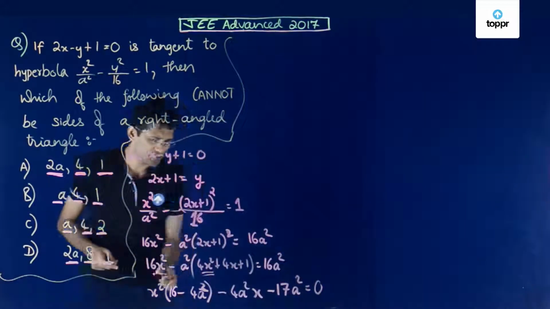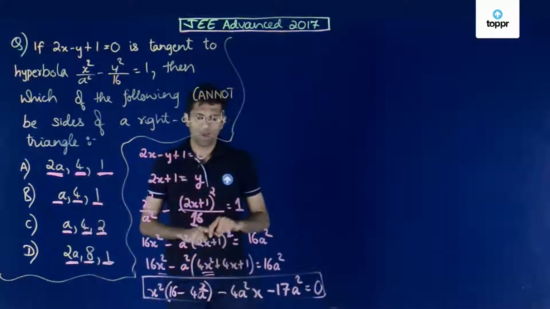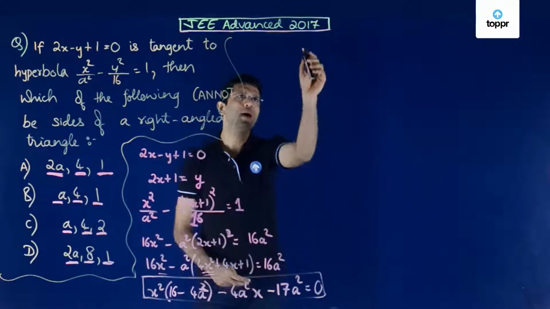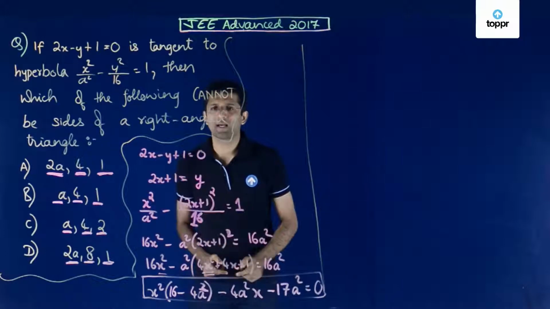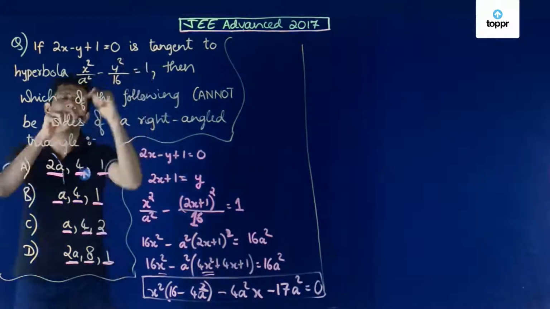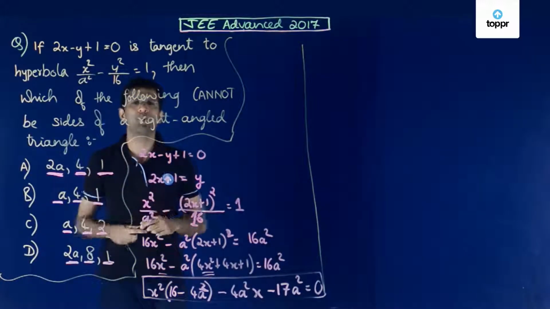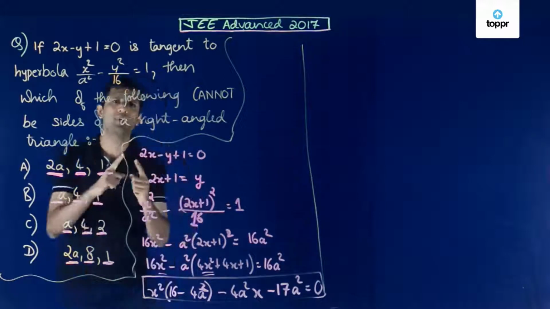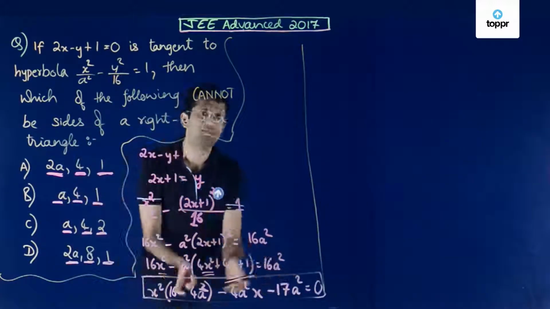So we have now obtained this quadratic equation, which should give us 2 values of x. However, note that these values of x are the x coordinates of the points of intersection of this tangent and the hyperbola. And clearly, because this line is a tangent to the hyperbola, it will always have one and only one point of intersection, which means that this quadratic equation will have the same root.